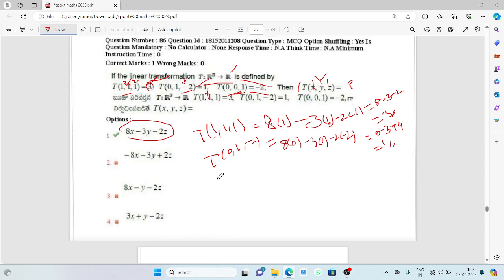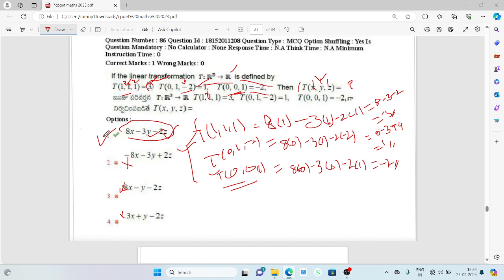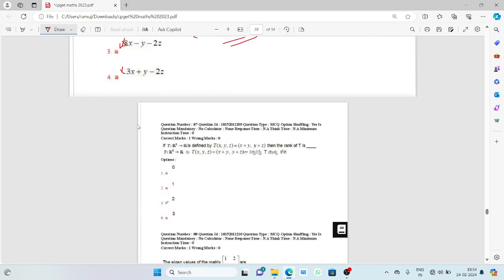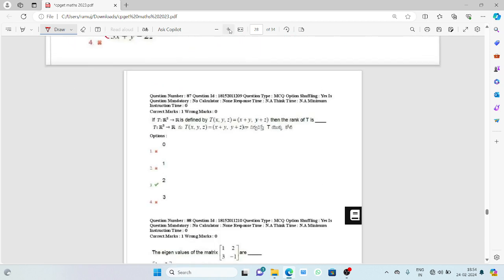So the third one I can take as T of (0, 0, 1). Similarly, I can substitute in the given option. So that will give you 8 into 0 minus 3 into 0 minus 2 into 1, so that will give you minus 2. So it is satisfying the three conditions. If you check the other options, they will never satisfy the three conditions. So we can discard them by using this simple trick. Just by remembering this simple trick, you can get option 1 as the correct option for this type of questions. Okay, so that is the simple one. You just have to remember that one.